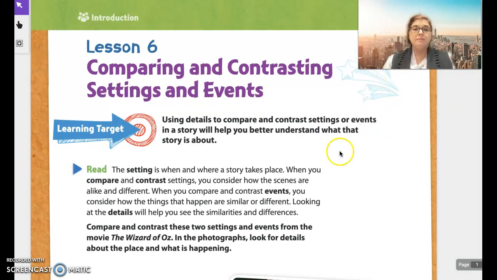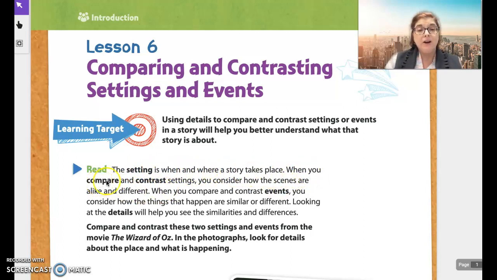So our learning target is using details to compare and contrast settings or events in a story will help you better understand what the story is about. So we're going to read this part. The setting. This is a vocabulary word. You had it last time. The setting is where a story takes place.